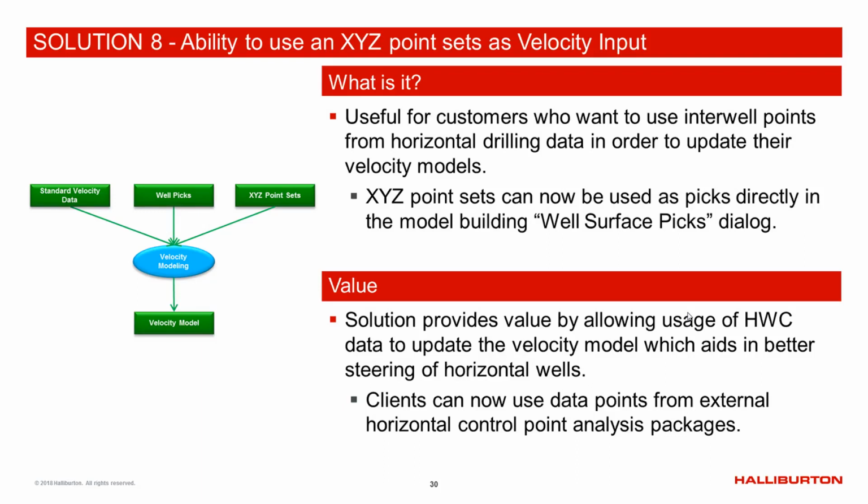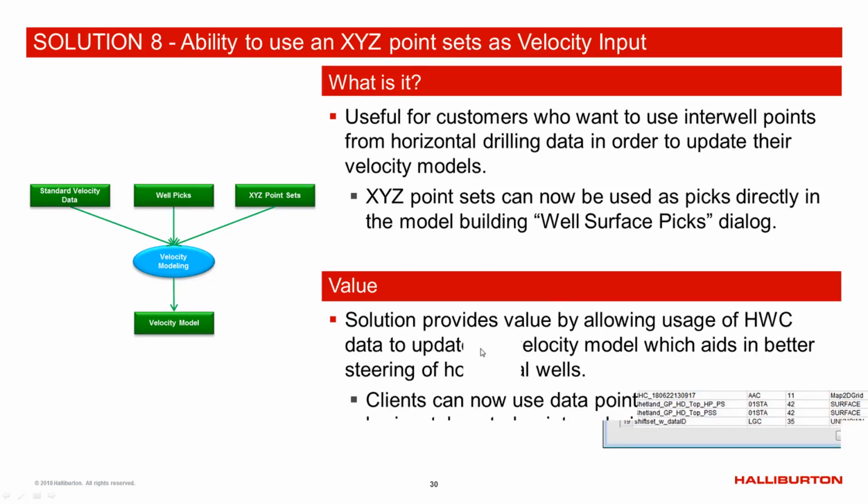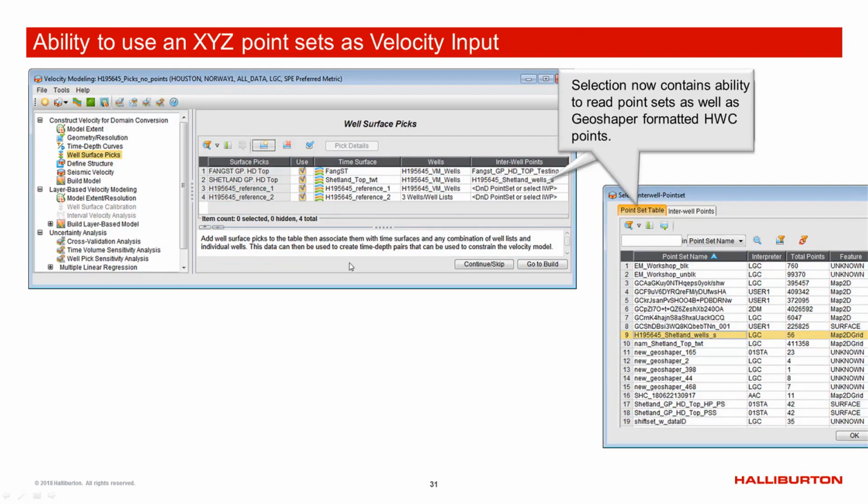However they do it, lots of different vendors have products to figure out these XYZ points based upon horizontal drilling data. And we certainly have that too, but now we can use the data from other vendors here. Okay, and so how that actually works is in our standard velocity modeling, we've always had this interwell points toggle, which allowed us to read interwell points from our old GeoShaper formatted horizontal well correlation points.